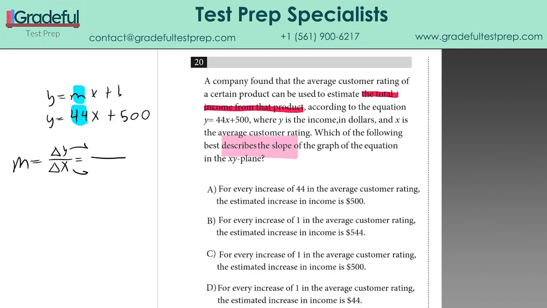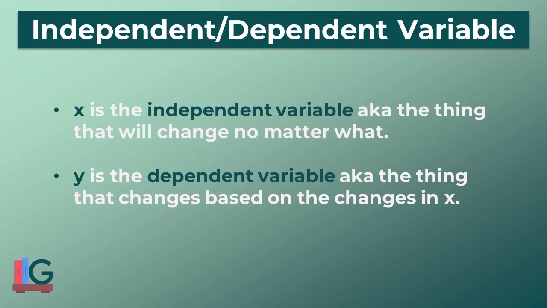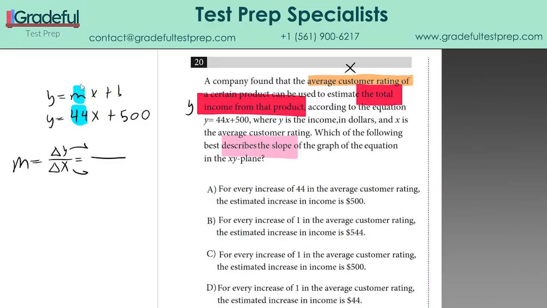And how do we know that? Because the question is telling us that the average customer rating is being used to estimate the total income. In other words, the customer rating is the input, the x, and the total income is the output, the y. So x in any situation is your independent variable. It's the thing that changes, like it or not. Y is the dependent variable. It's the thing that changes as a result of how x changes, and that's how this is being described to us. The thing that's changing no matter what is the average customer rating, and the result of that is the total income.